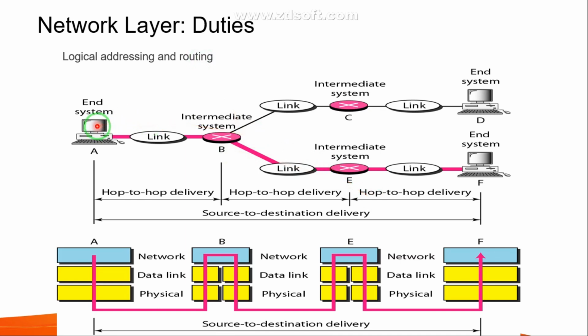So end to end delivery, that is A to F, is being undertaken by which layer? Network layer. It is not going to look upon the hop to hop delivery. For hop to hop delivery, the data link layer is there, but for source to destination delivery, the network layer is there.